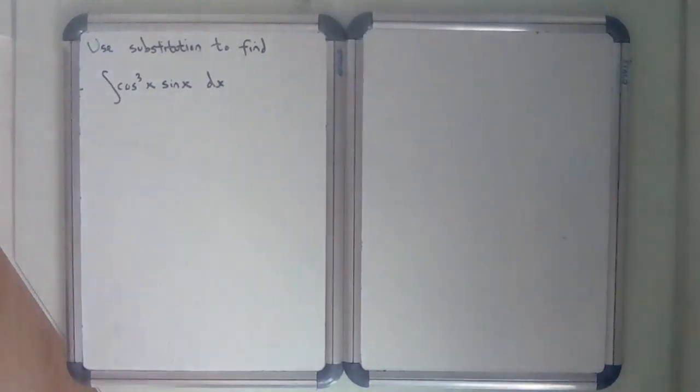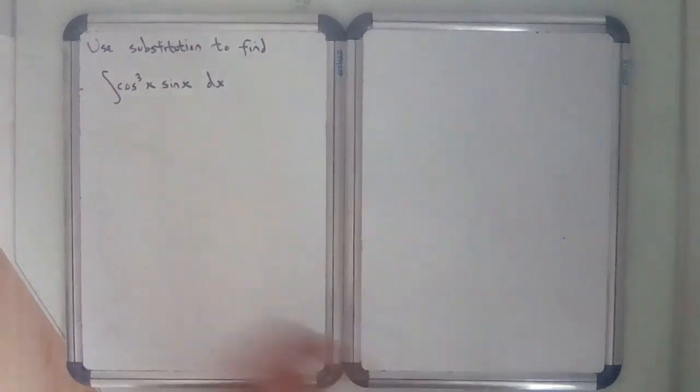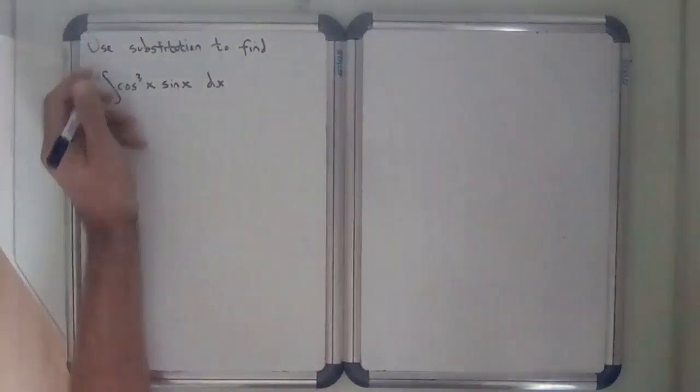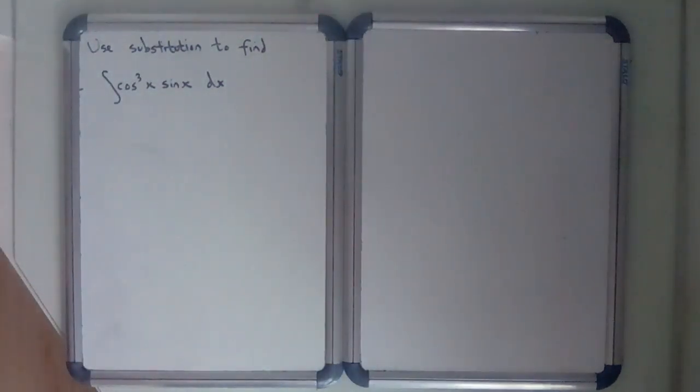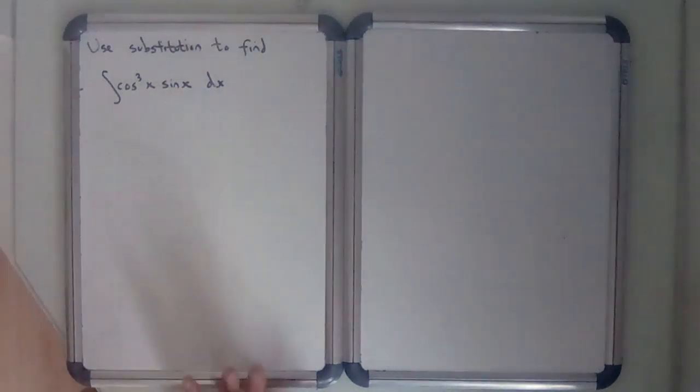Use substitution to find the integral of cos cubed x sine x with respect to x. Now, I know I've spoken in previous videos about reducing powers. For these integrals that follow, I'm more testing, can you actually apply integration by substitution techniques and get to where you want.